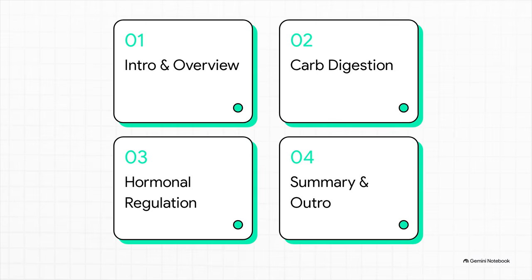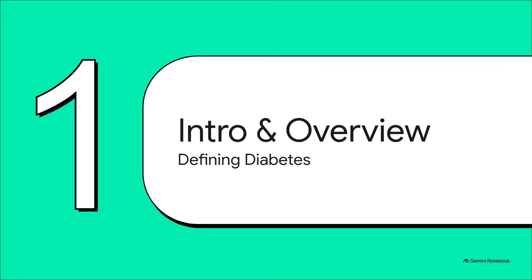We are taking a fascinating macro to micro journey today. We'll start with an introduction and overview to lock down our definitions, then zoom in on carbohydrate digestion to see exactly where the raw materials come from. After that, we'll explore the hormonal regulation that governs the whole system before wrapping up with a quick summary and our next steps. All right, Section 1, Introduction and Overview.